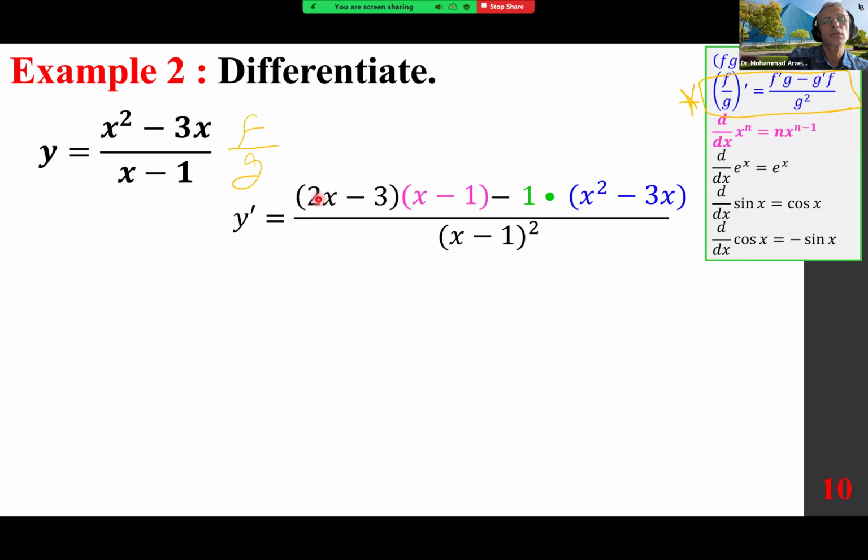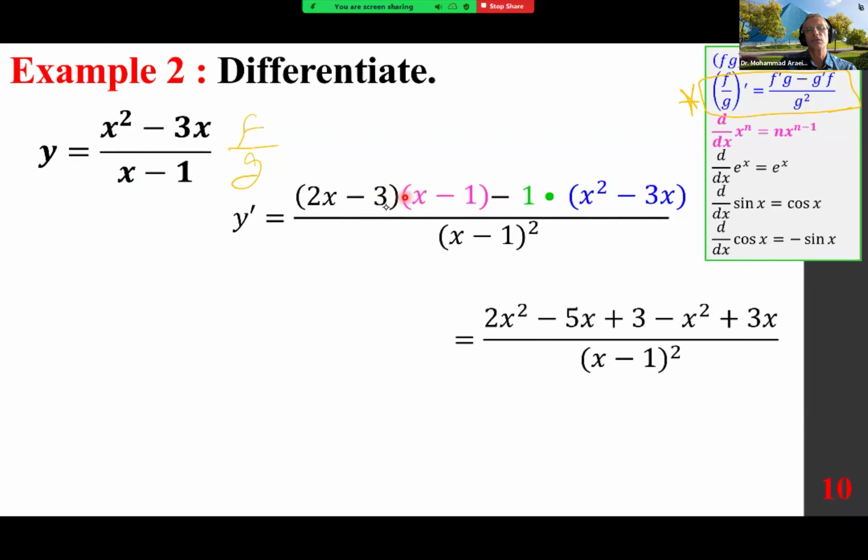We are going to multiply 2x and x, we get 2x squared. This is minus 2x, minus 3x, minus 5x, plus 3, minus x squared, plus 3x. I'm assuming we can do the foiling fast. And so again, these two and these two give us minus 5x. So 2x squared minus x squared add up to x squared, minus 5x plus 3x add up to negative 2x.